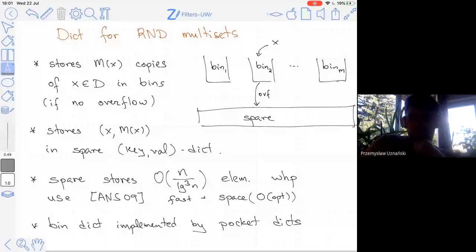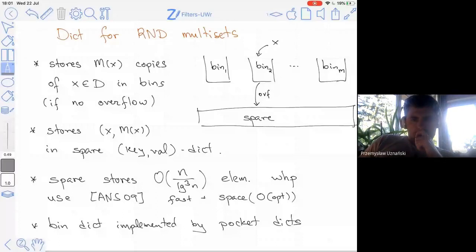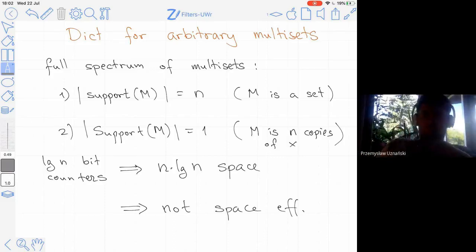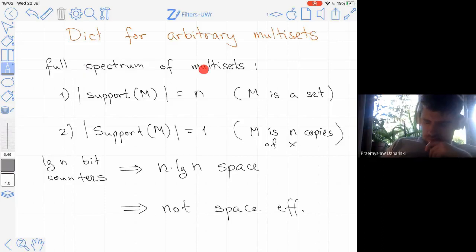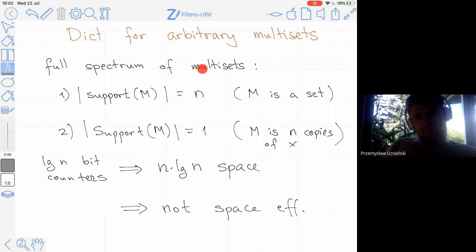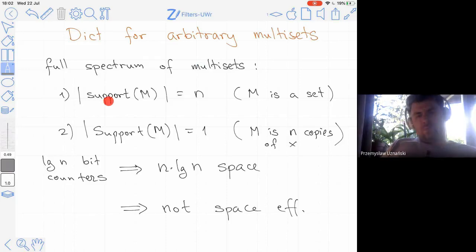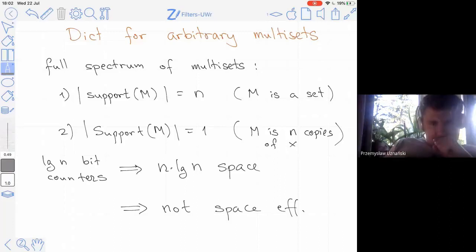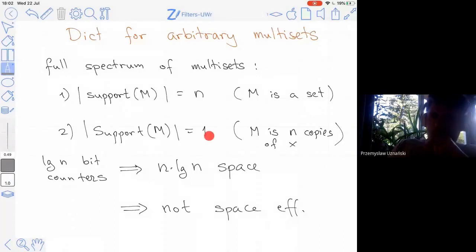Okay? Now, what do you do when you have arbitrary multisets? Now, if you have arbitrary multisets, this is not quite the same case as you have in the randomized case, because in the randomized case, you don't have the full spectrum of multisets with high probability, right? Here you could have a situation where there are no duplicates. The support is the same as the cardinality, namely M is a set. And you could have the other extreme where the support consists of a single element, namely there's one X which has n copies in your data set.